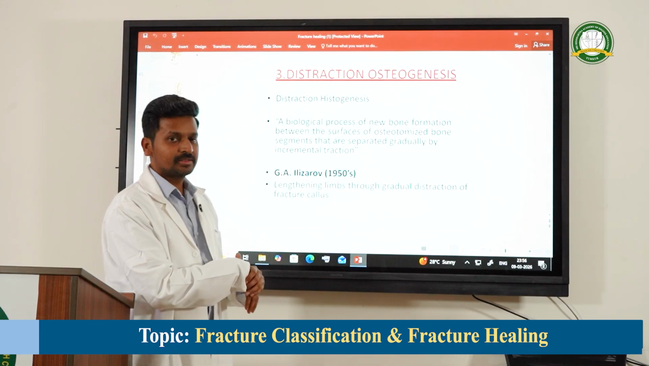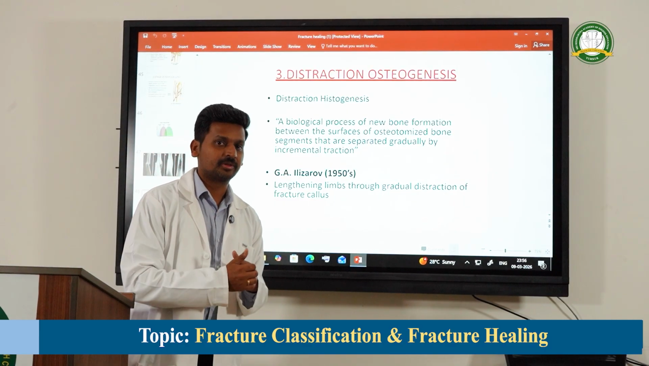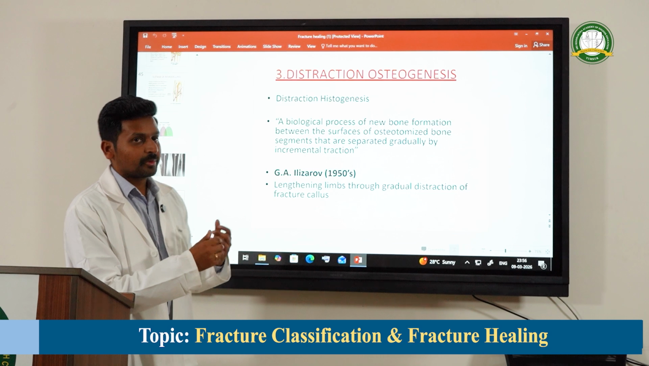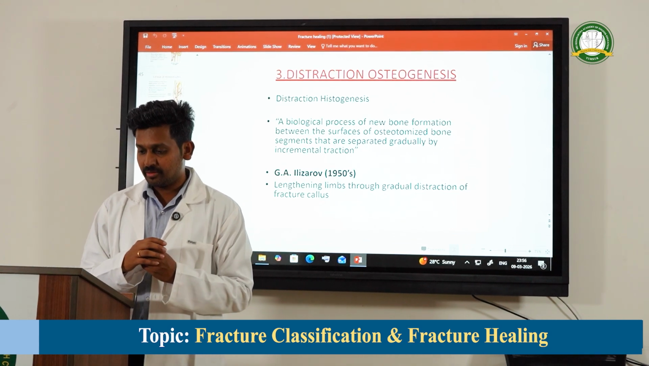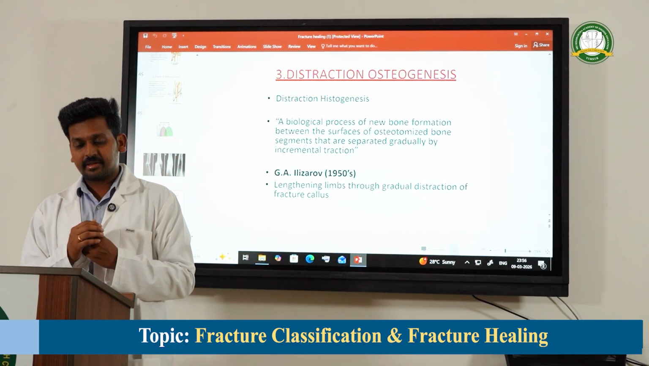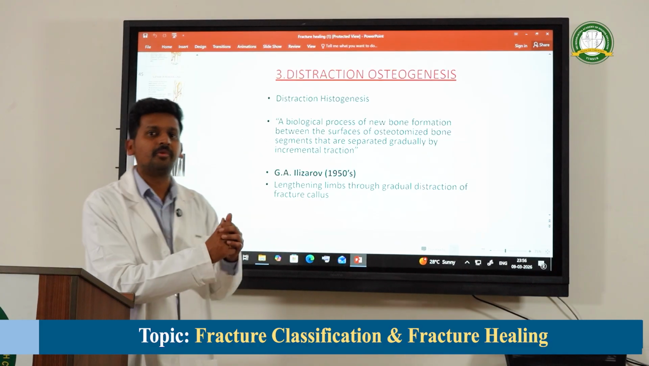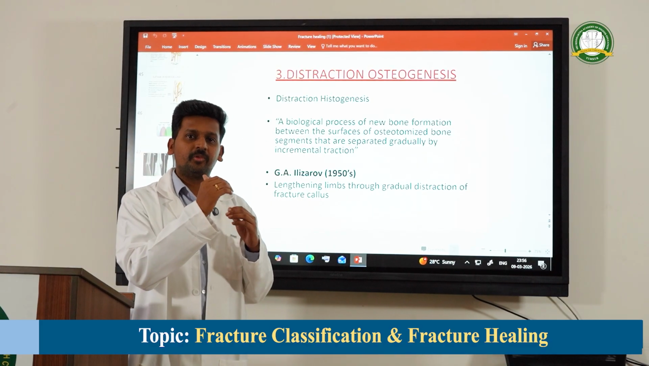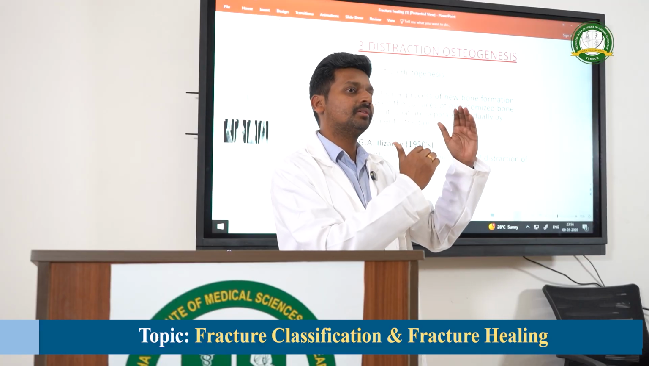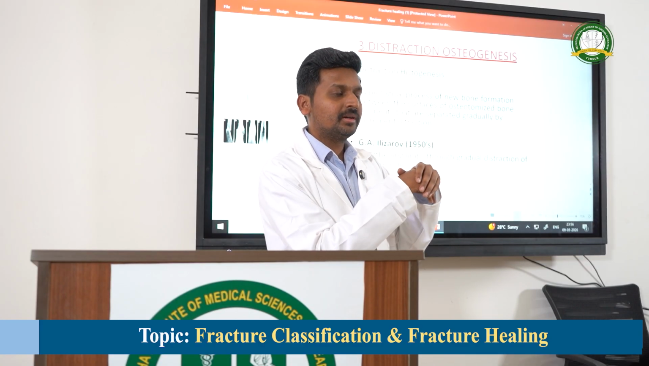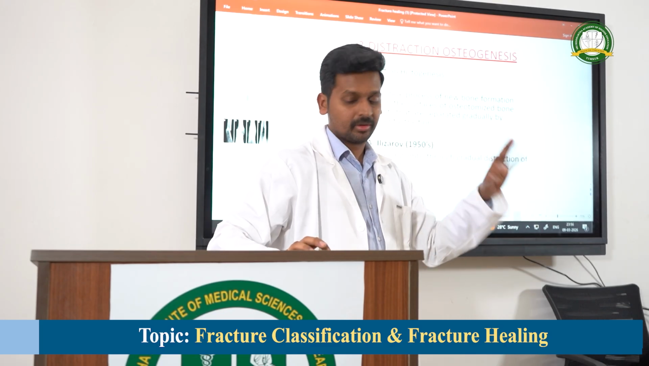So distraction osteogenesis is one more form of bone healing, which is usually done by orthopedicians, and it is a biological process of new bone formation between the surfaces of osteotomized bone segments that are separated gradually by incremental traction. So what we do is, when there is bone loss anywhere in the body, we transport the native bone: we make a cut on the upper part, and slowly we bring down the normal part. So it is docked into the distal fragment, and this leads to new bone formation and complete bone recovery.